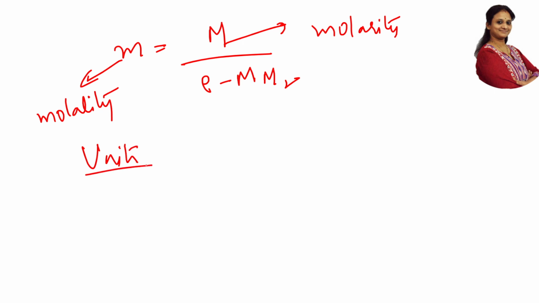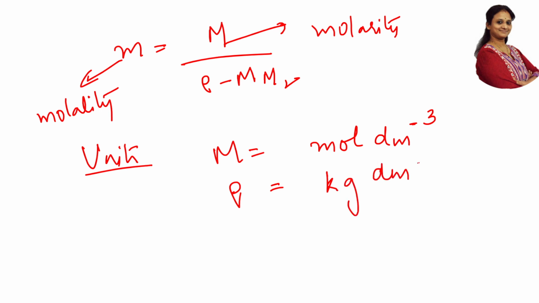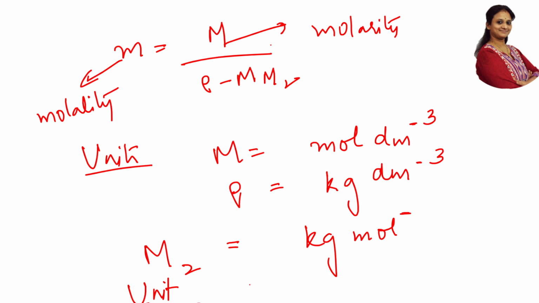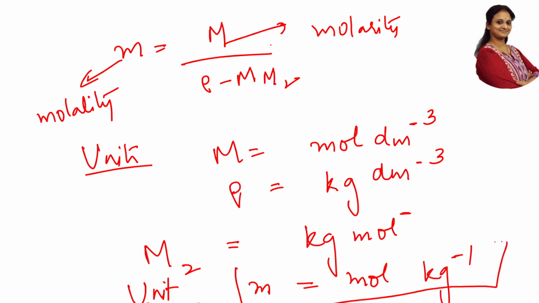So what are the units for this? Molarity is denoted by mole dm^-3, so density should be expressed as kilogram dm^-3 as well. When I substitute in this formula, the unit of M2 is kilogram mole inverse. So what is the final unit for molality? Substituting, I get mole kg inverse. Yes, substitute and see. That's it.